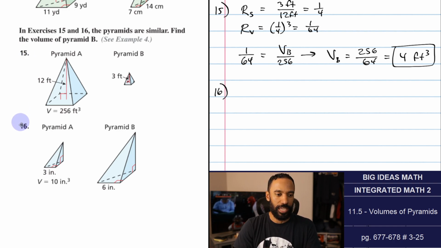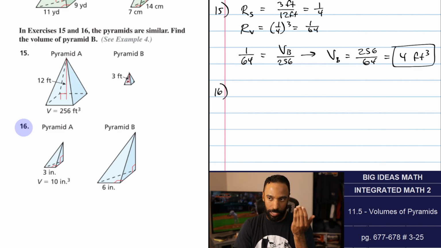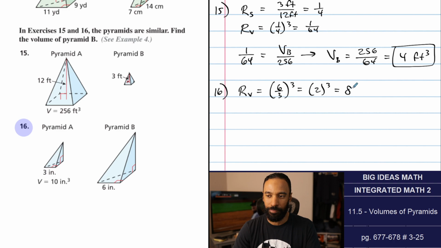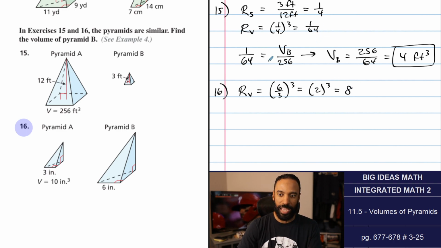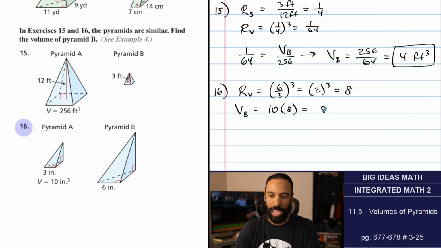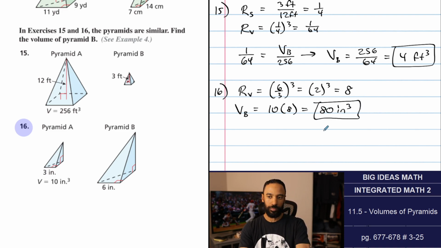All right, number 16, we'll find the volume of pyramid B in this scenario as well. We have corresponding side lengths of similar pyramids, 3 to 6 or 6 to 3. Let's do it kind of in a faster way. The volume ratio will be taking 6/3 and cubing it, which is 2 cubed, which is 8. That means the volume of pyramid B is 8 times larger than the volume of pyramid A. Pyramid A is 10 cubic inches, and you multiply by 8, so you'll get 80 cubic inches. Yes, they can be done a lot faster with that in mind.